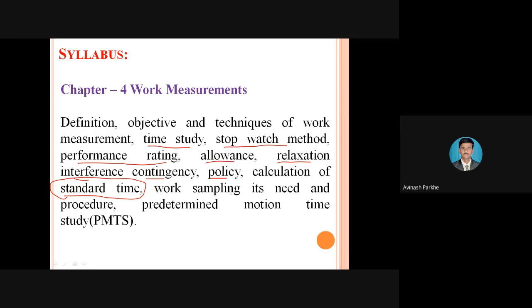Then another important part is related to work sampling. This is also one of the important techniques implemented in the work measurement concept. So work sampling, its need and its procedure. What is the procedure of work sampling? That also we are going to discuss.